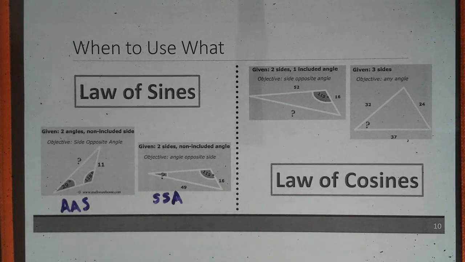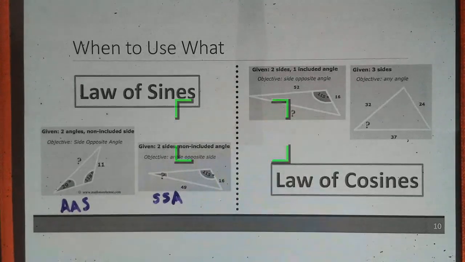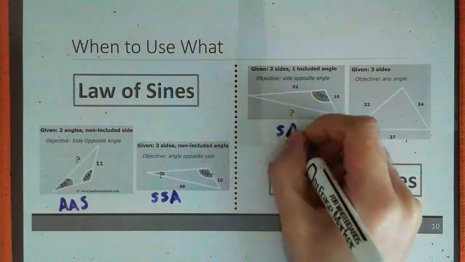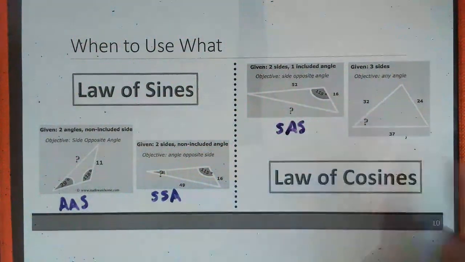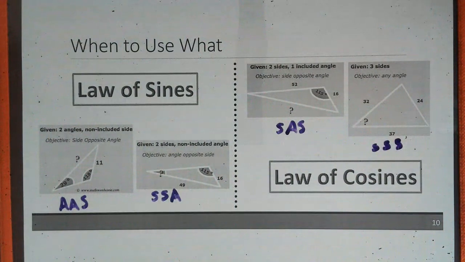Then we have our law of cosines. We used that if we were given two sides and the included angle. So that one was side angle side. Or if we were given all three sides, which was side, side, side. Those are the cases of when to use the law of sines and when to use the law of cosines.